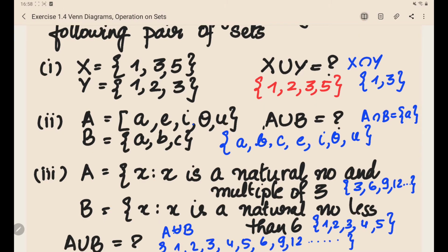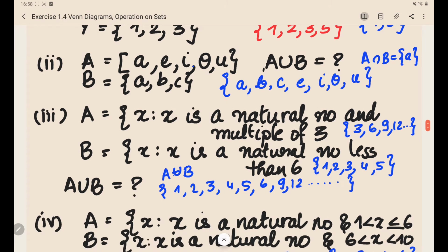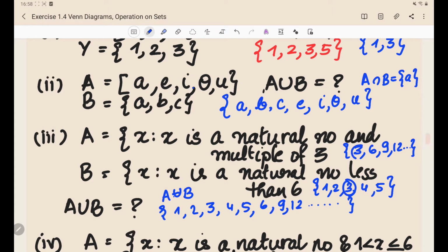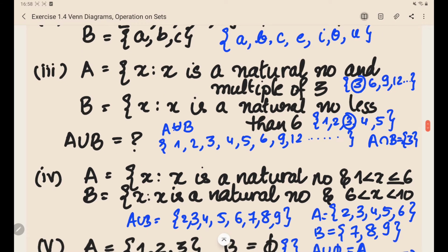Again, the third problem: A is the set of x such that x is a natural number and a multiple of 3, and B is the set of x such that x is a natural number less than 6. Here the only common element is what? 3 is the only common element in both sets. So what is the answer? A intersection B is the subset with element 3. So I hope it's clear.